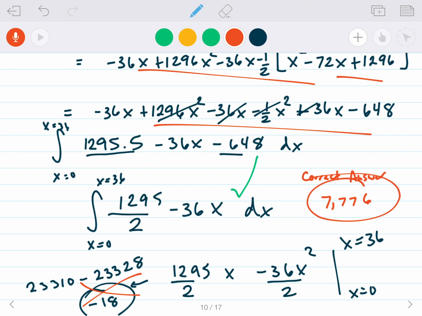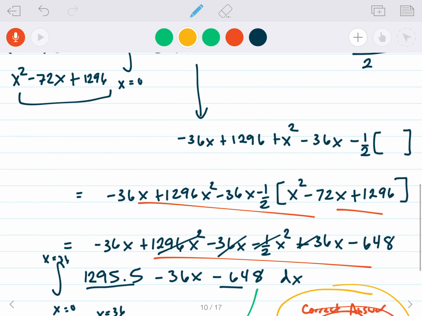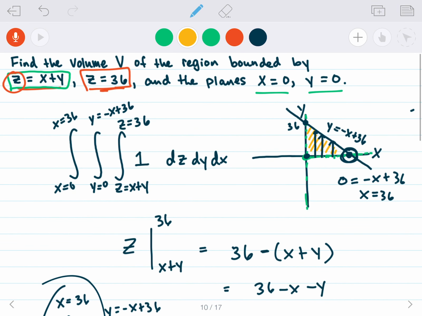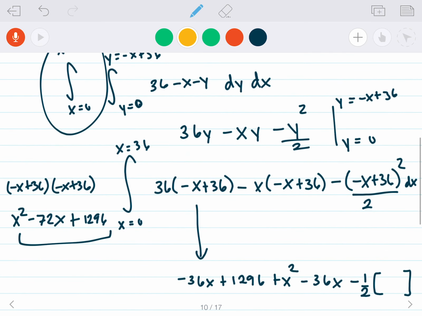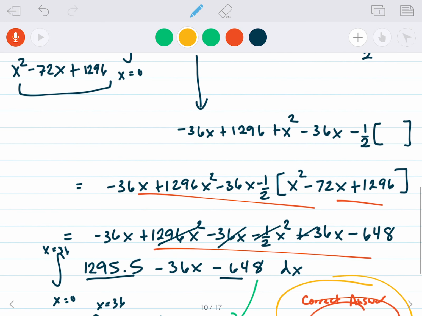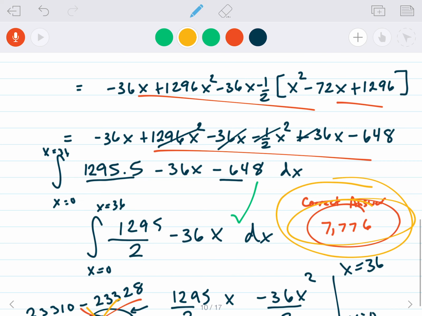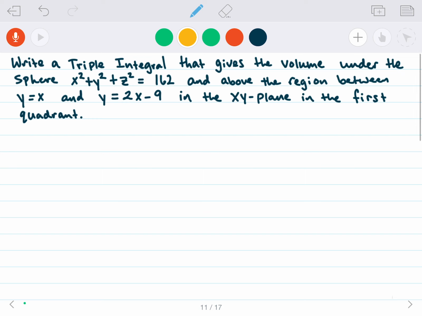Alright guys, so I looked at my answer key, and this in fact is the correct answer, not this. So there was some kind of computational error in my calculations, but this is exactly how you should evaluate that integral. You know, the bounds didn't change or anything, but I made some sort of computational mistake somewhere along the way. But anyway, your correct answer should be 7,776 for that one.